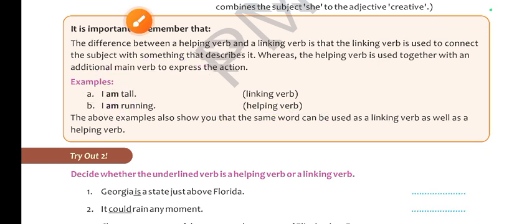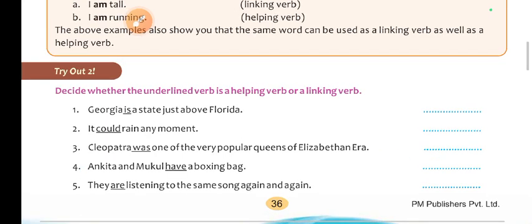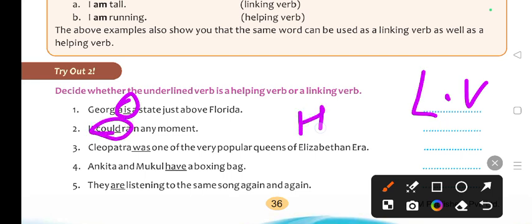Okay, let's try out one. Decide whether the underlined verb is a helping verb or a linking verb. So, Georgia is a state just above Florida. It shows that is here is used to link the subject, so that is a linking verb. I'm just writing LV here so that you can understand. Now, it could rain any moment. So here could is a helping verb, an auxiliary verb. It is an example of a modal auxiliary verb. So the second one is a helping verb.